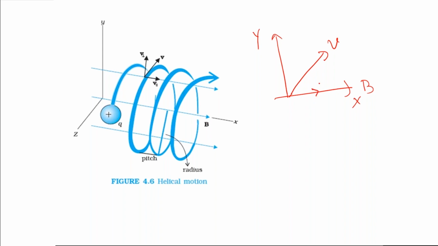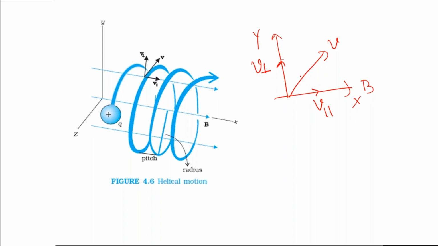So there are two components of this velocity, one along the direction of the field, which I can write as the parallel component, and another one along the direction perpendicular to the magnetic field. Okay, so now what will be the trajectory? In this case, what will be the trajectory of the charged particle? How to find that out?